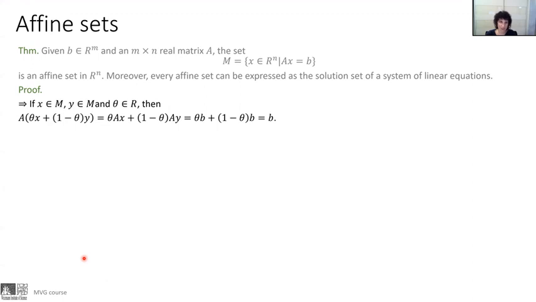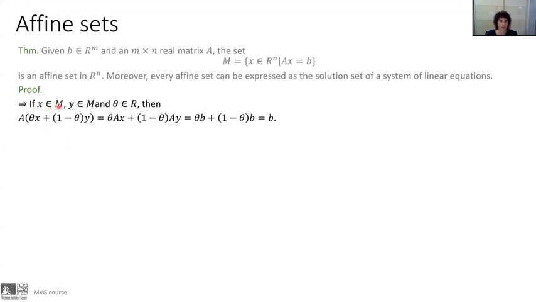So let's start from the easy part. Let's show that if this is the set, all the elements in R^n which obey Ax equal to b, okay? A is not necessarily square, it can be rectangular. A is of size m times n, and b belongs to R^m.